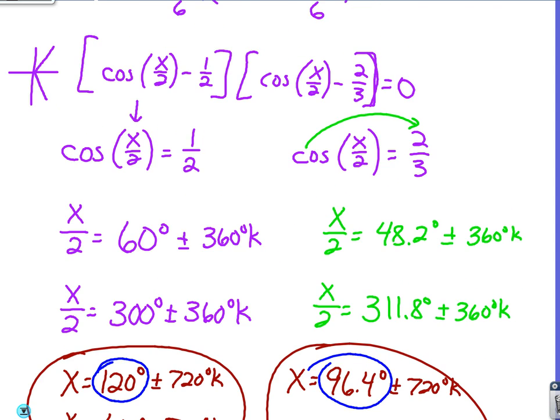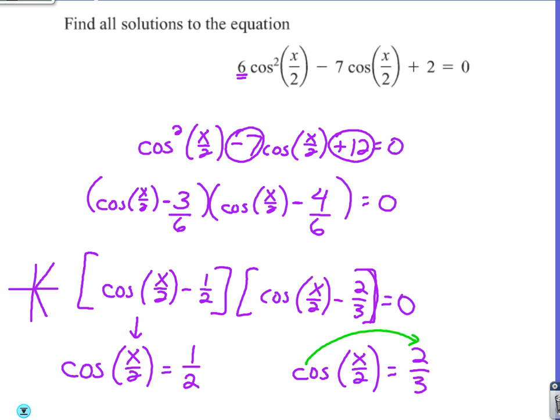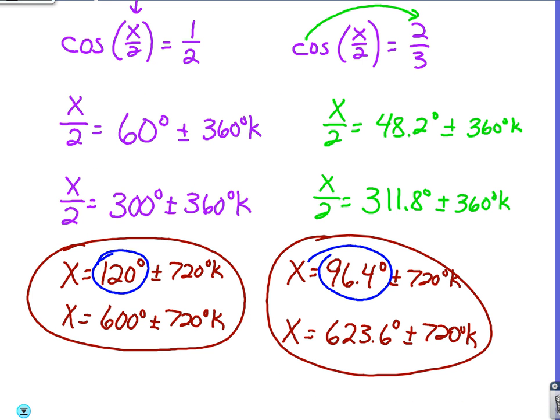So all the answers between 0 and 360. No, actually it says find all the solutions. The red ones are all the solutions. Had it said find all the ones between 0 and 360, it would be the two blue ones. Any questions?